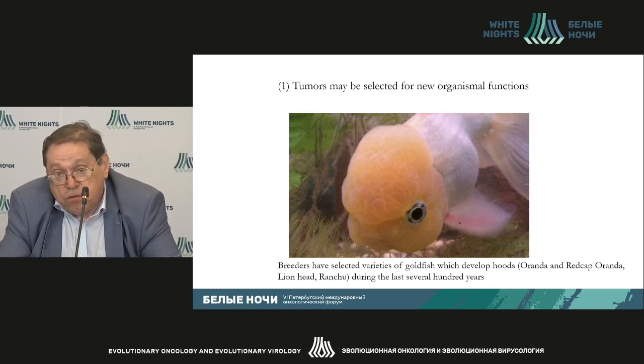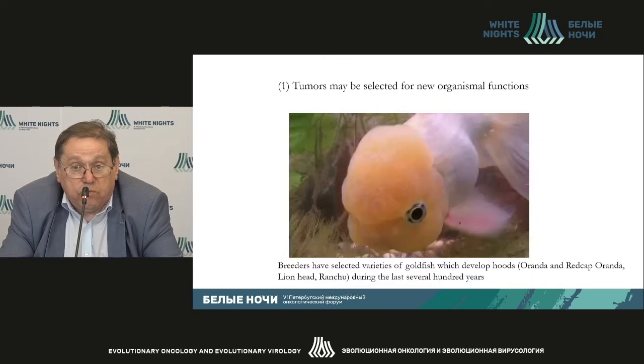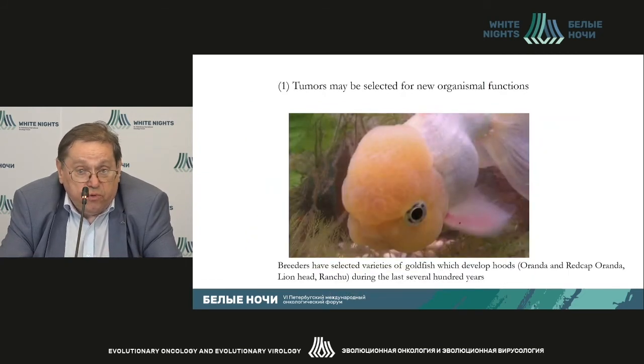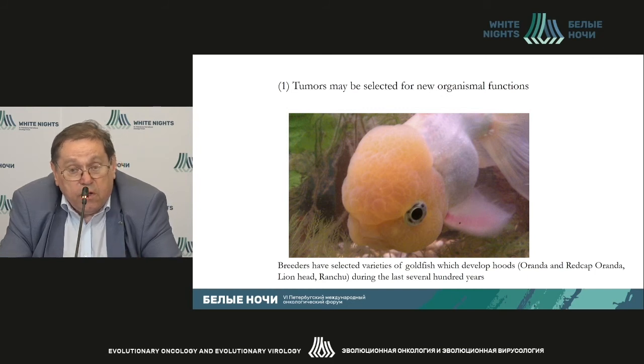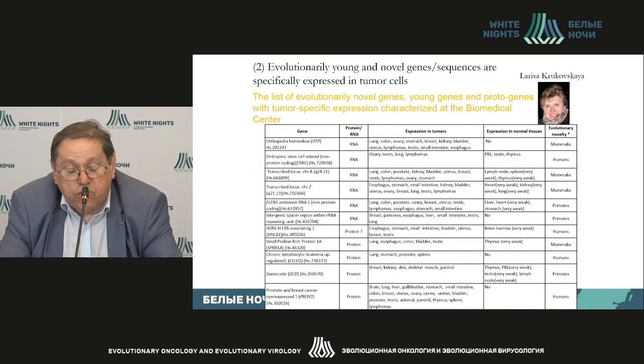For example, here the goldfish hoods we showed in our experiments. This kind of hood is an experimental tumor. And this organ was selected for thousands of years, and later it became an organ. It has the following properties. It's symmetrical, it's non-malignant, but the tumor property is that it is constantly growing and can reach quite large sizes. It's a tumor-like organ, and it's predicted by our theory.